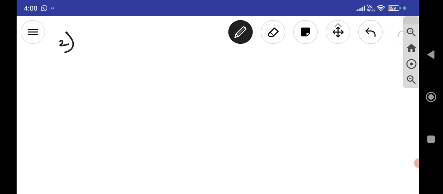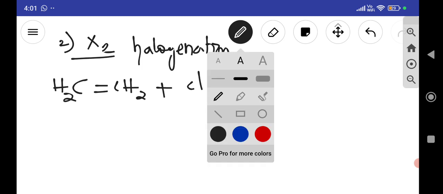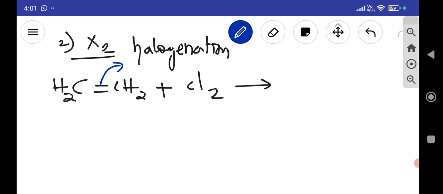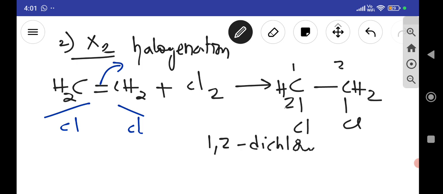Now the second one, if you are adding X2, that means nothing but halogen, that reaction is known as halogenation. You can take the example of chlorine or bromine. Now the structure of ethene, CH2 double bond CH2, plus Cl2. So what we can do is remove this double bond and add chlorine, one chlorine atom here, another atom here, which will give you CH2 here, Cl, single bond, CH2 and Cl. So what you are going to get, this is first position, second position, it is 1,2-dichloroethane.